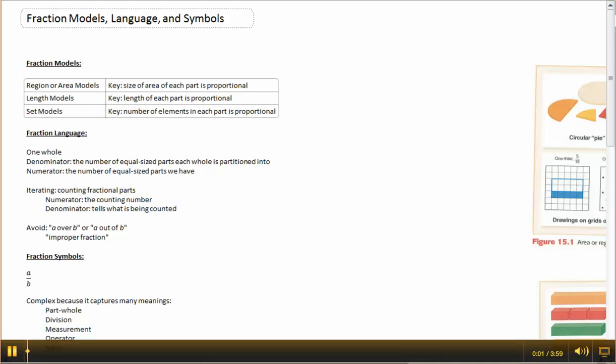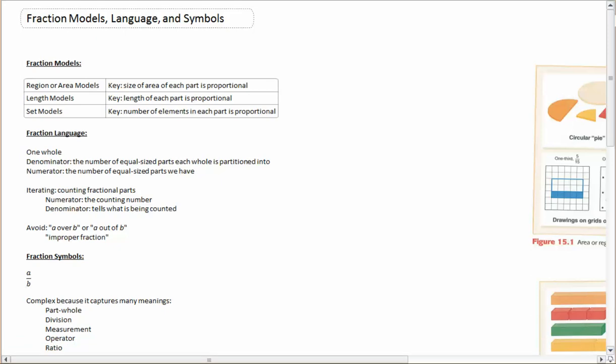Hi everybody, this video is about fraction models, language, and symbols. And it's really important that kids get experience with different fraction models. They learn to use the language of fractions appropriately and also the symbols of fractions appropriately. Fraction models come in three different types.